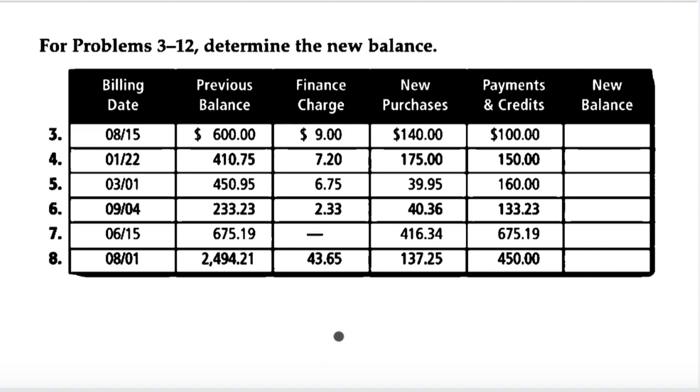Okay, so for problems 3 through 12, or in our case 3 through 8, you're going to determine the new balance. So the previous balance is $600. There's a finance charge, so that will be added. There's new purchases, so that will be added to the account as well. And payments and credits you will subtract. So 600 plus 9 plus 140 minus 100. And your new balance is $649. You go ahead and complete the table.